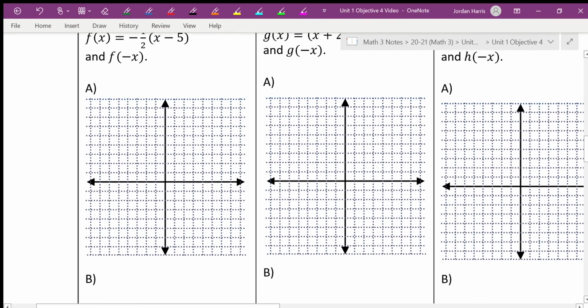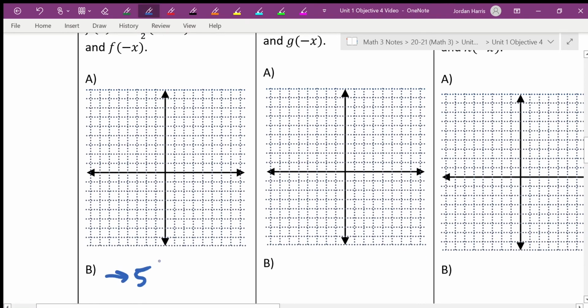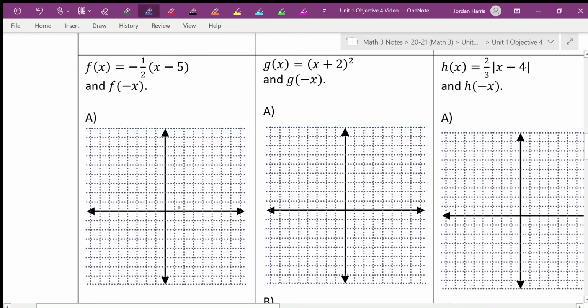So it's inside the parentheses, so that is a right 5 shift. This is a linear function. 1, 2, 3, 4, 5. So we follow slope, down 1 over 2. Can't get another point, so we can go opposite. Okay, so that would be f of x.